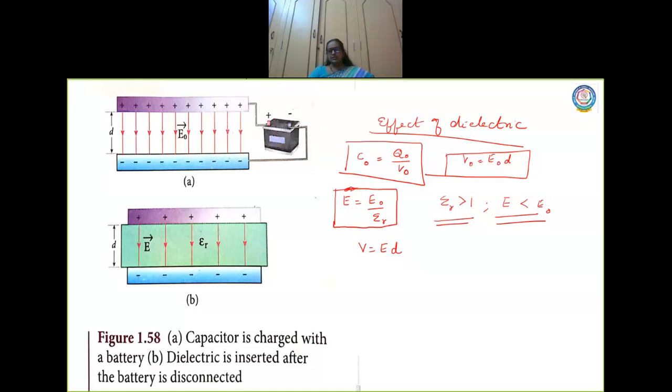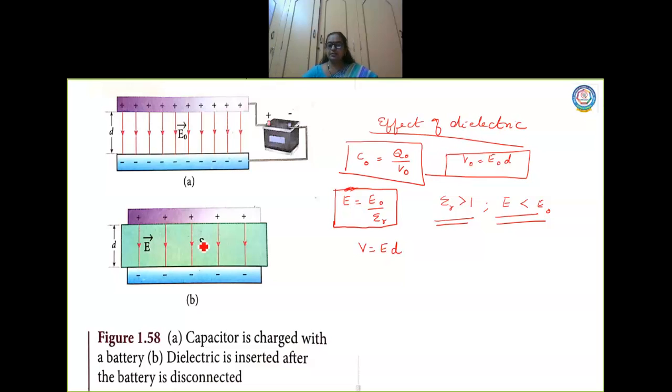But what is something new here is when the battery is removed. Now the battery is charging the capacitor. After the battery is removed, what happens to the charges, children? The charges Q naught which is there remain as such. The value of the charges will remain the same. Q naught will remain constant. There will not be any change in the value of the charge once the battery is disconnected. Yes or no?